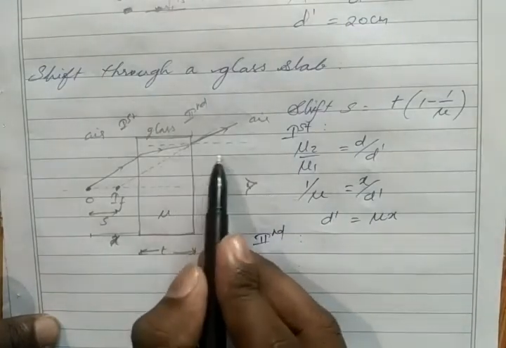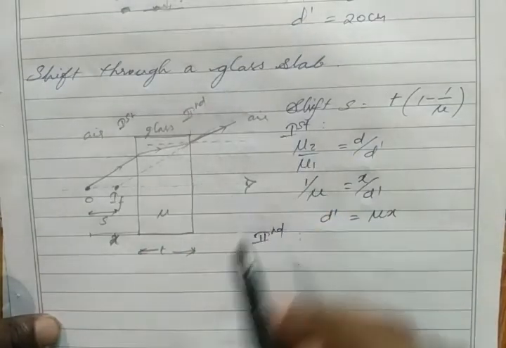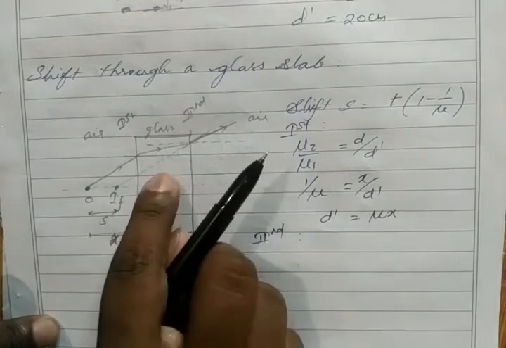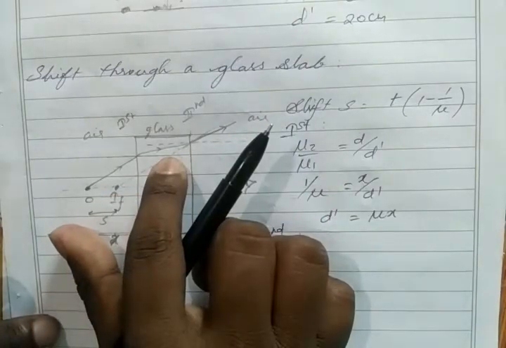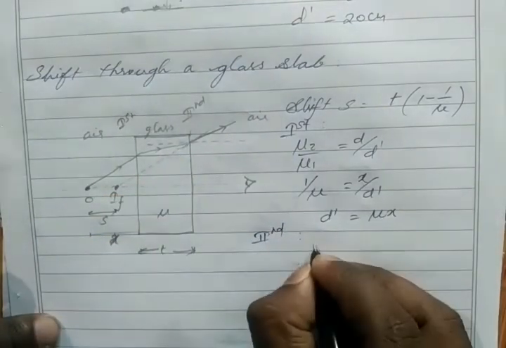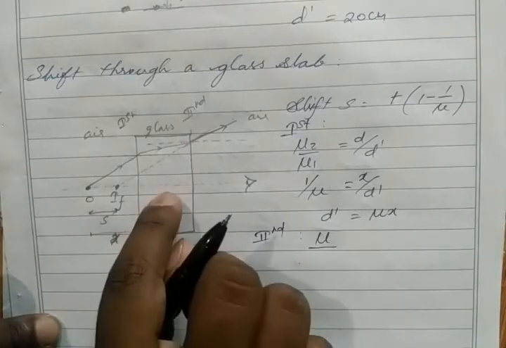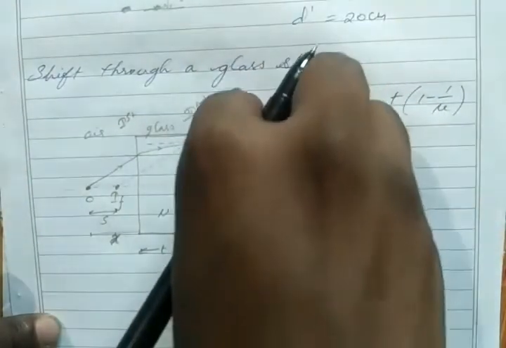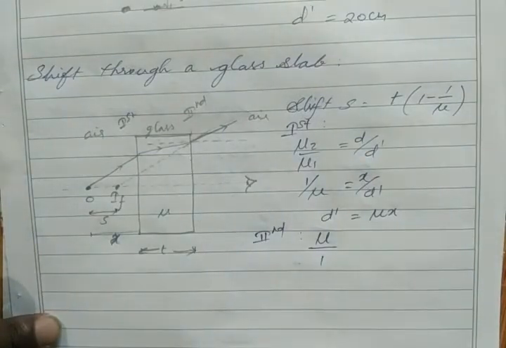Then for the second interface, we take glass and air. This is our second interface. Apply the same formula, mu2 by mu1 equals d by d dash. So what is mu2 here? Light is coming from the glass, so mu2 is glass, with refractive index mu. What is mu1? Light is going towards air, towards our eyesight. For air the refractive index is 1.